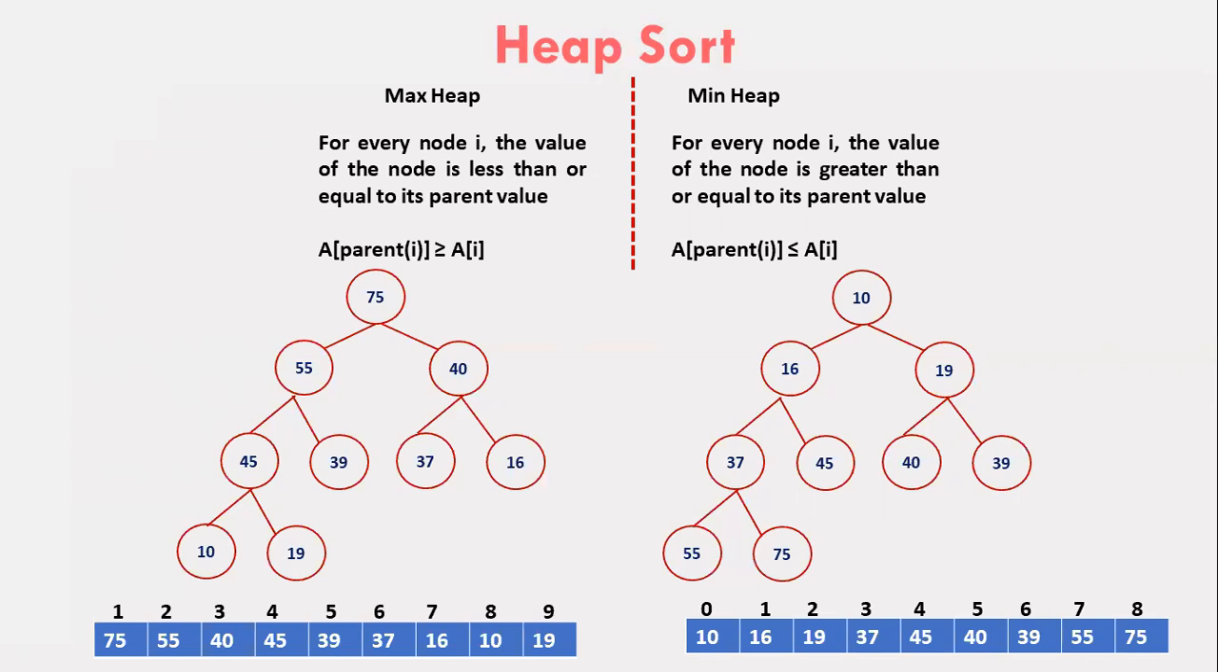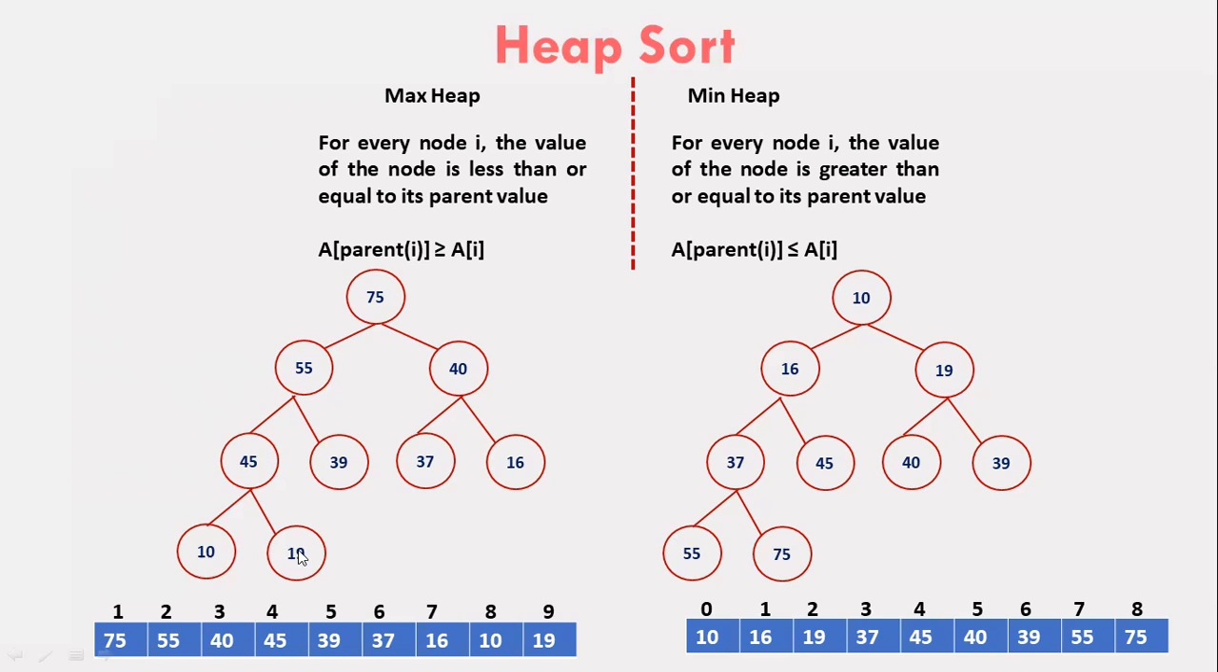Now let us analyze this particular tree. 75 is greater than 55 and 40. That is, the parent has a greater value than its two children. So here we can say each parent node is greater than its two child nodes. See here, 55 is greater than 45 and 39. 40 is greater than 37 and 16. 45 is greater than 10 and 19.